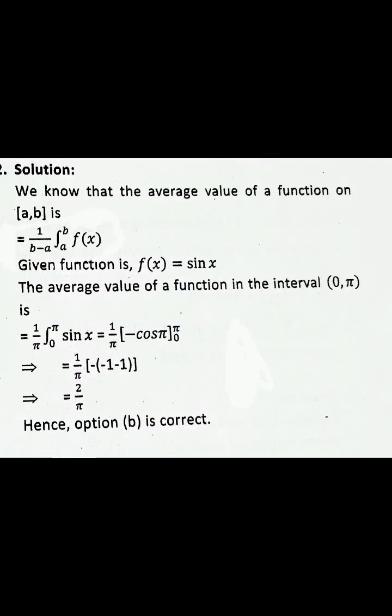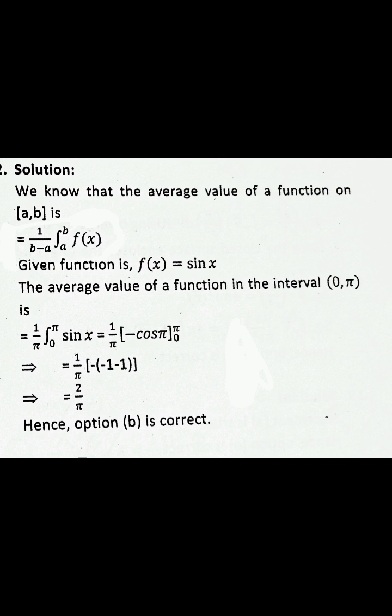The next question is, the average of the function f of x is equal to sin x in the interval 0 to pi is dash. We know that the average value of a function can be found out by the equation: 1 by (b minus a) integral over a to b of f of x. Here f of x is equal to sin x in the interval 0 to pi. So the average value is equal to 1 by pi integral over 0 to pi of sin x. This is equal to 1 by pi into minus cos x, with the limits from 0 to pi, and this is equal to 1 by pi into minus of minus 1 minus 1, which is equal to 2 by pi.